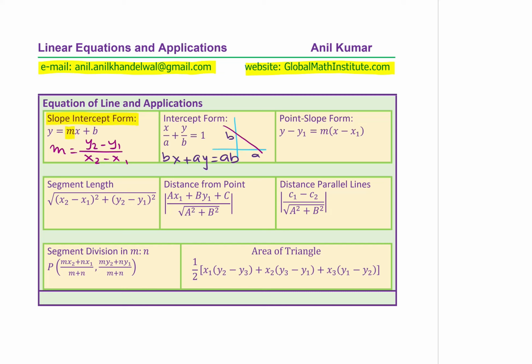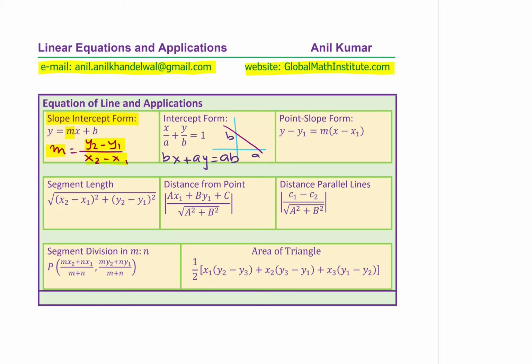Point slope form is used many times where we are given the slope and a point x1 y1, and here it is. A simple derivation of this is basically a rearrangement of the slope form, right? So if you rearrange this formula, that is to say cross multiply, then you get that formula.